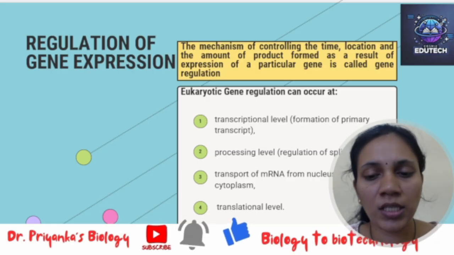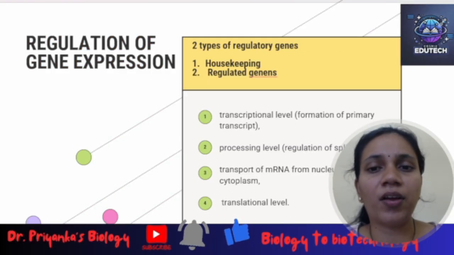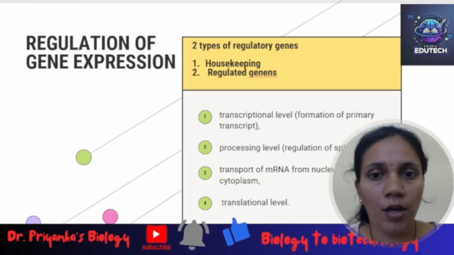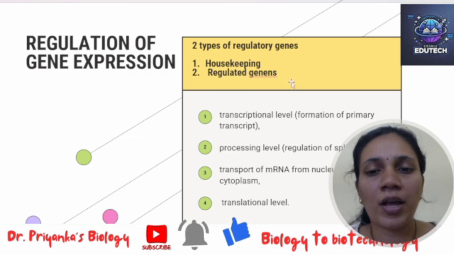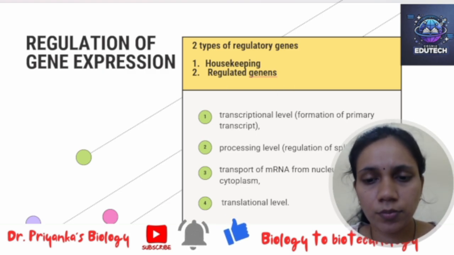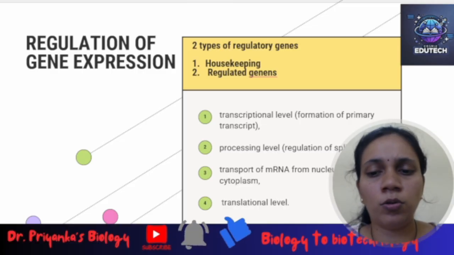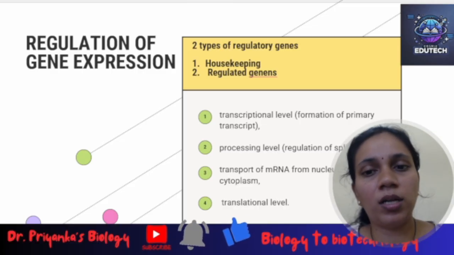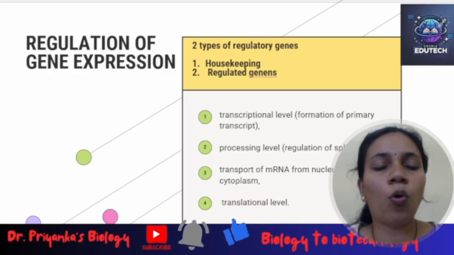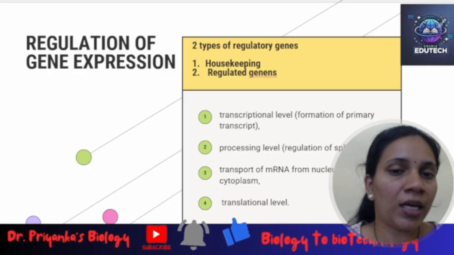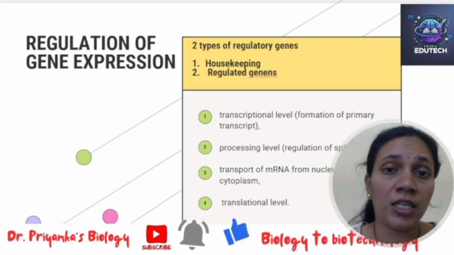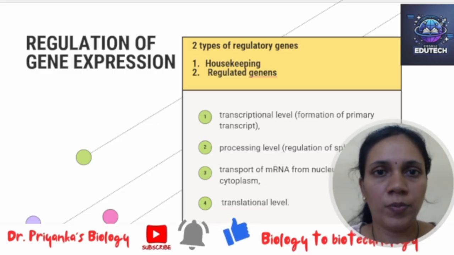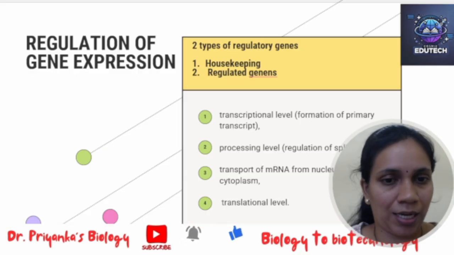Now regulation requires regulatory genes. They are of two types: one is the housekeeping genes and the second is the regulated genes. So what are these? Housekeeping genes. In a hotel, we know there is something called the housekeeping staff. What is the role of the housekeeping staff? To maintain everything, the rooms, everything, right? They need to be on duty 24/7, because a guest can arrive at any time, right?